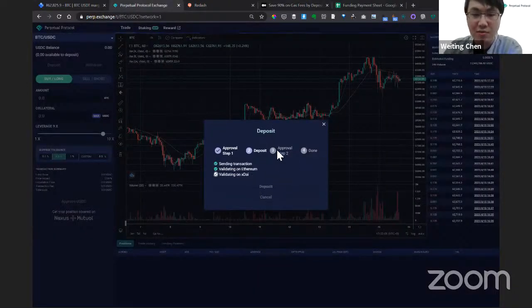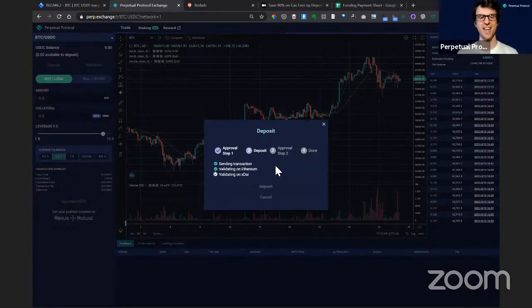Right now the deposit is successful, and in the background your money will be migrated to xDai, which is a sidechain of Ethereum where transactions happen faster and much cheaper as well. In fact, it's so cheap that currently, when you trade on Perp.exchange, the Perpetual Protocol team will pay for all transaction fees. So in a minute, when Waiting makes a trade, you don't need to pay any transaction fee at all. You just pay the 0.1% trading fee.